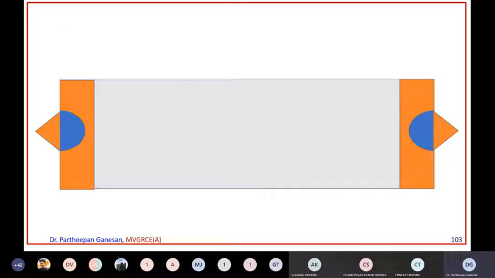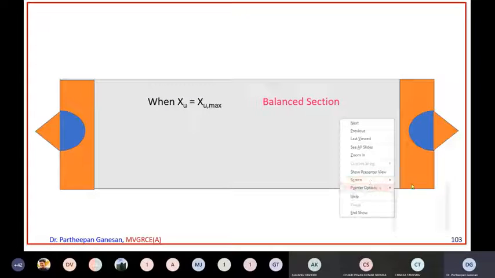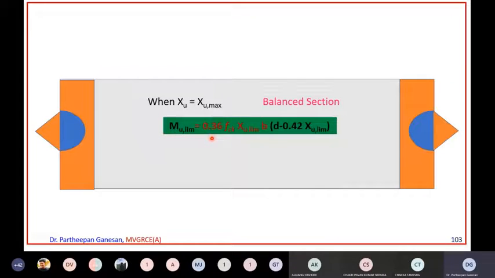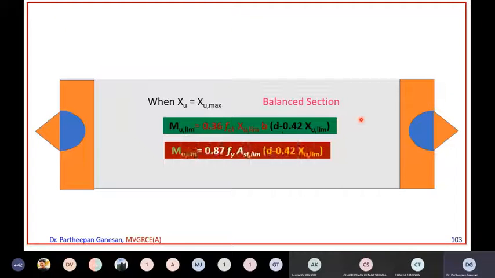Okay. So to sum up, for a balanced section, XU is equal to XU max or XU limit. And MU limit can be found out by either this formula, 0.36 FCK XU limit B into D minus 0.4 XU limit, or you can also find out 0.87 FY AST limit into D minus 0.4 XU limit. You can use this or this because concrete is also failing and steel is also failing. That is why you can use any equation. Both will be the same. At this point of time, the stress in the tensile steel will be 0.87 Fy and AST will be equal to AST limit. Okay, this is for a balanced section.